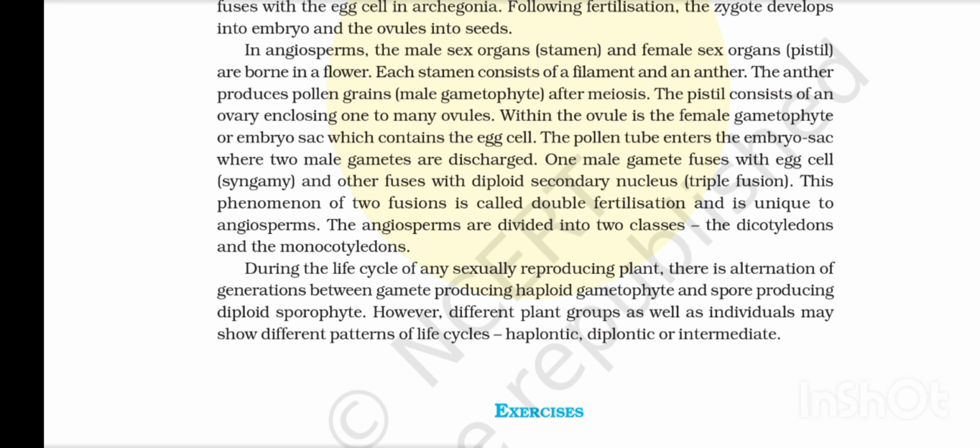During the life cycle of any sexually reproducing plant, there is an alternation of generation between the gamete producing haploid gametophyte and the spore producing diploid sporophyte. However, different plant groups as well as individuals may show different patterns of life cycle: haplontic, diplontic, or intermediate. Thank you.